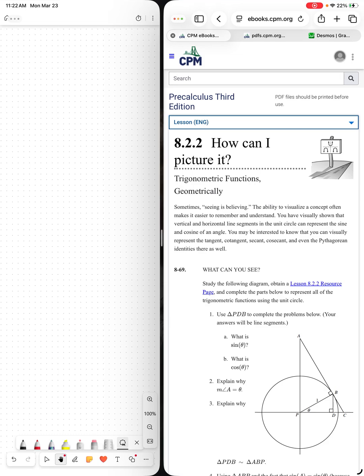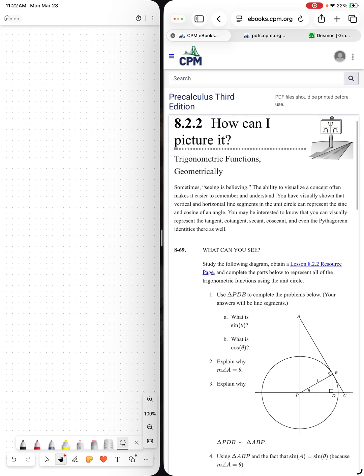How can I picture it? Sometimes seeing is believing. The ability to visualize a concept makes it easier to remember and understand. You may be interested to know that you can visually represent tangent, cotangent, secant, cosecant, even the Pythagorean identities as well. The diagram below is also a resource page, so make sure you get that. Let's complete the parts below to represent all the trig functions using the unit circle.